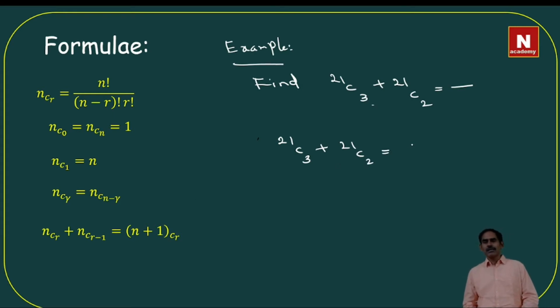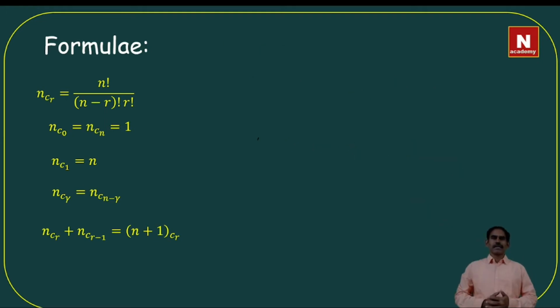What is n here? 21. So it is 21 plus 1 C r, and r here is 3. So therefore the answer is 22C3. Let us start our actual topic.